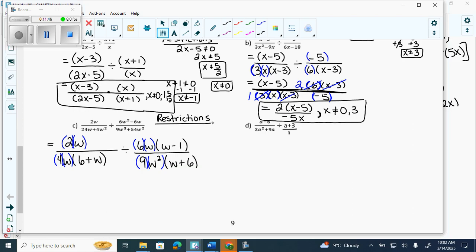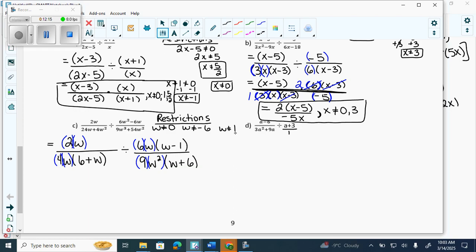So we are going to get, does 4 give me a restriction? No. W by itself can't equal 0. 6 plus w, w can't equal negative 6. I don't have room, so I'm not doing the math here. 6, does that cause me a problem? W can't equal 0, already done. W minus 1 gets me w can't equal 1. 9, no problems. W squared is the same as w can't equal 0. W plus 6 is negative 6, so I've already done them.